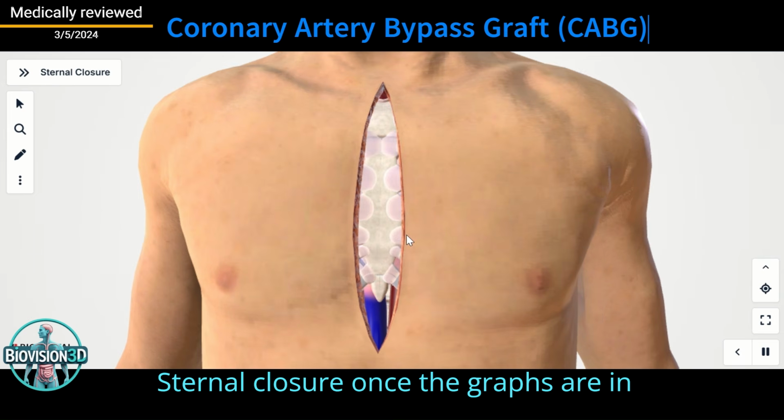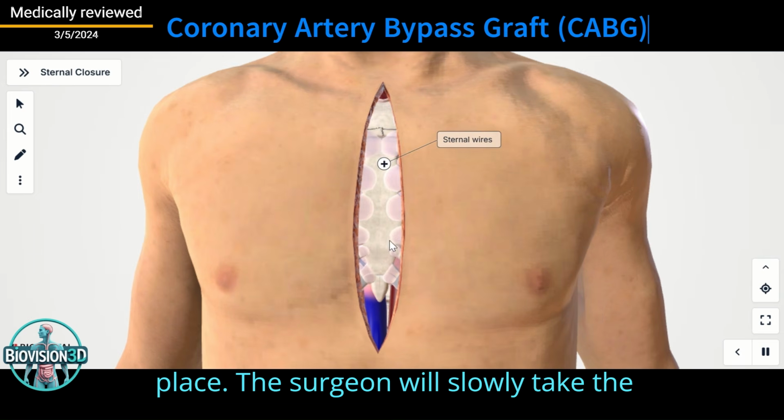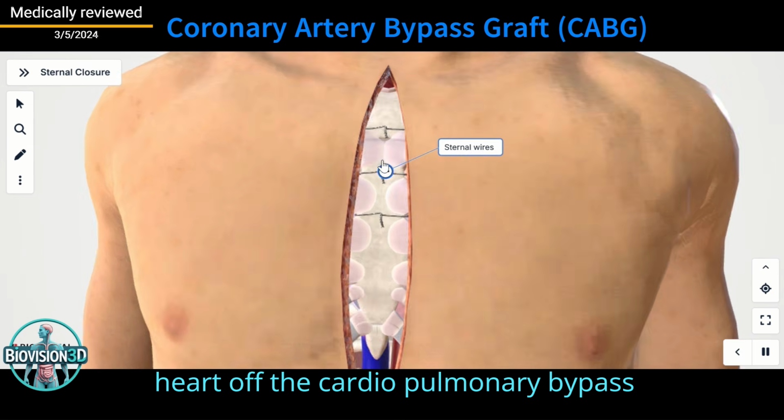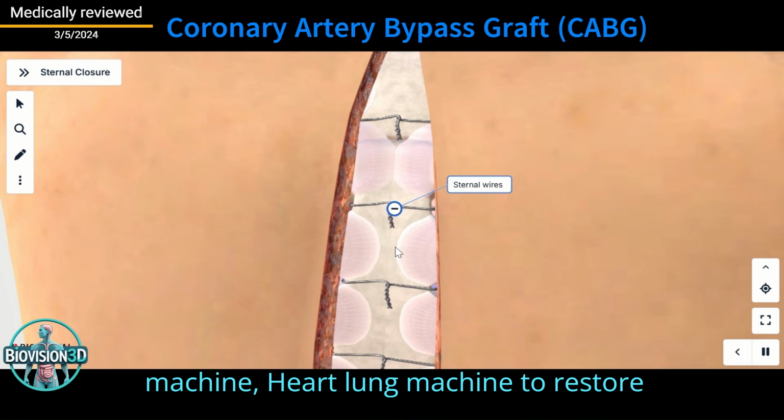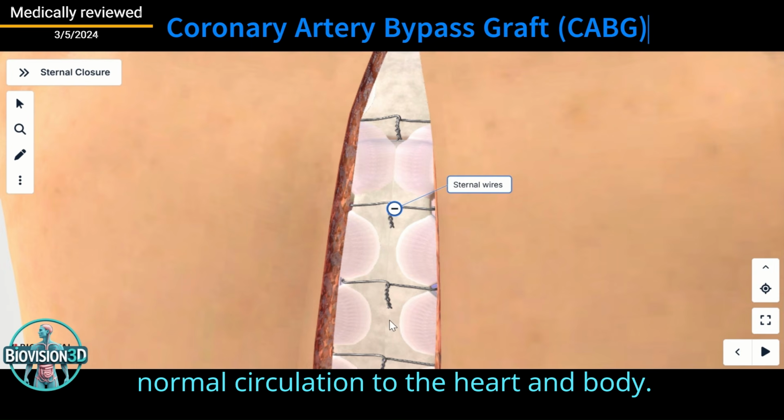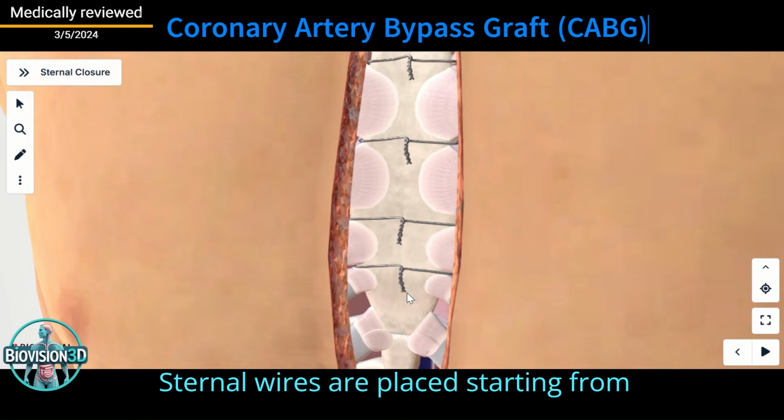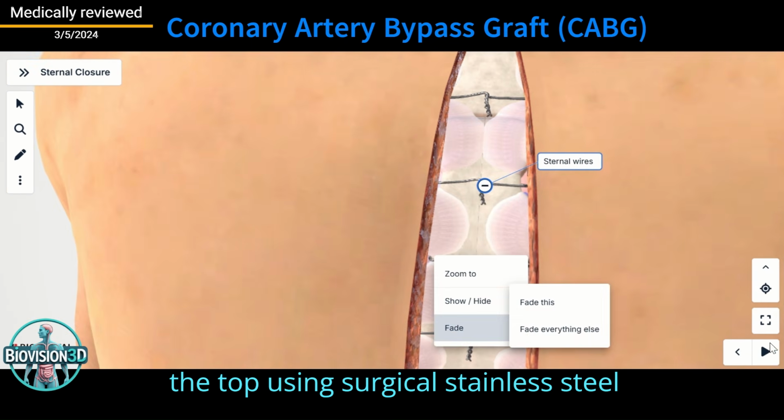Sternal closure. Once the grafts are in place, the surgeon will slowly take the heart off the cardiopulmonary bypass machine, heart-lung machine, to restore normal circulation to the heart and body. Sternal wires are placed starting from the top, using surgical stainless steel sutures.